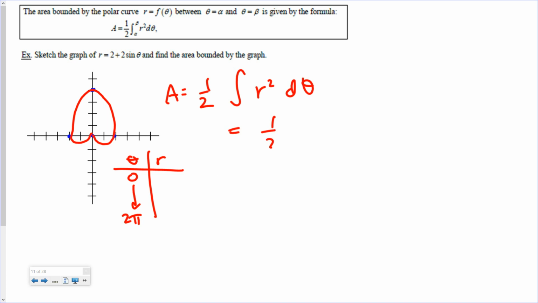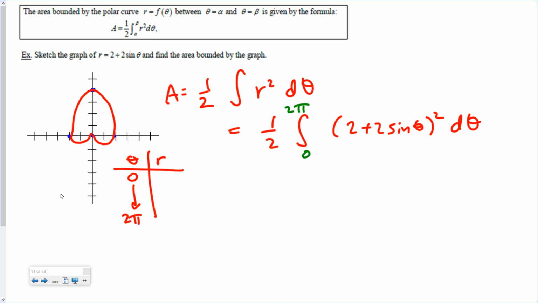That's equal to 1/2 my r squared, where r is 2 plus 2 sine theta, so I take the quantity squared, and let's go find the thetas. This is super easy. I just go from 0 to 2 pi. They're not always this easy. This one's easy because this thing makes a full circle from 0 to 2 pi.